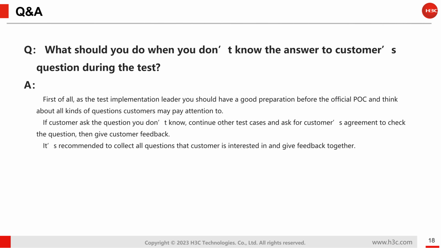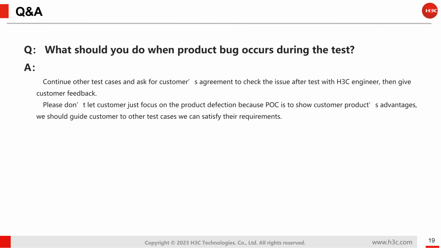First of all, you should have a good preparation before the on-site POC about the questions customers may ask. If the customer asks a question which you don't know how to answer, continue other test cases and ask for the customer's agreement to check the question. You can communicate with SE and technical manager, then give the customer feedback. To ensure the progress of on-site testing, it's recommended to collect all questions that the customer is interested in and give feedback together. The fourth question is what should you do when meeting a product bug?